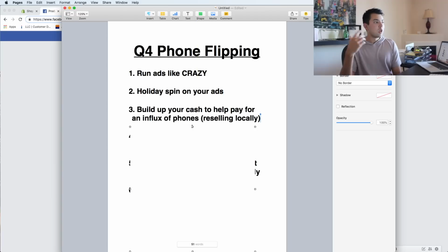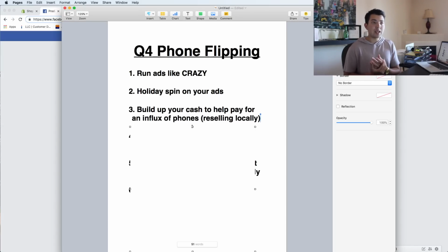Going into the third point, build up your cash to help pay for an influx of phones. This is a big mistake I made last year, and what I'm going to be implementing into my business model this year is not just not having enough cash. For me, last year I could only take out a few hundred out of my bank. Now I can take about $1,000, but even for Q4, that's probably not going to be enough.